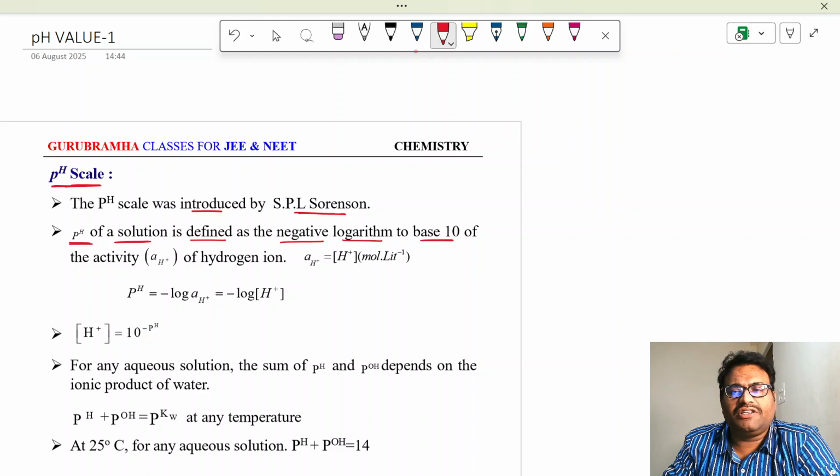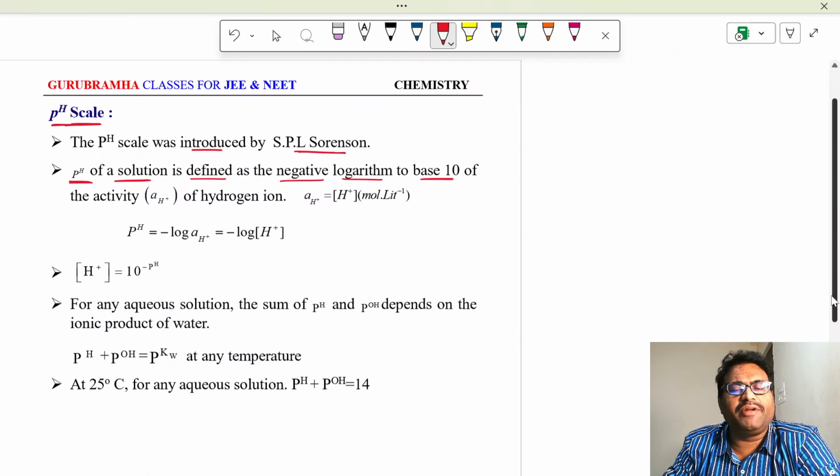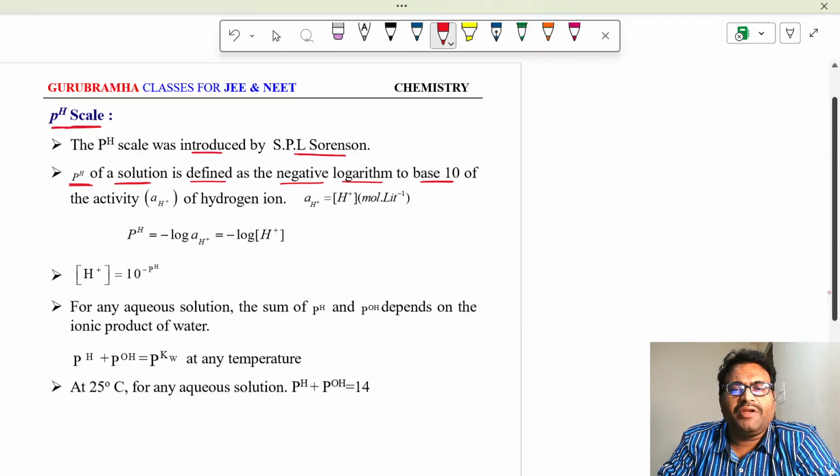Before this we have studied it in chemical equilibrium. What did we study? Activity, law of mass action. The activity of some ion is nothing but the concentration of that ion.